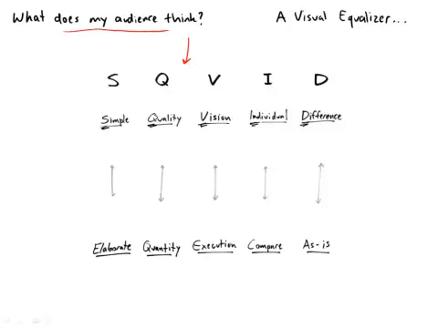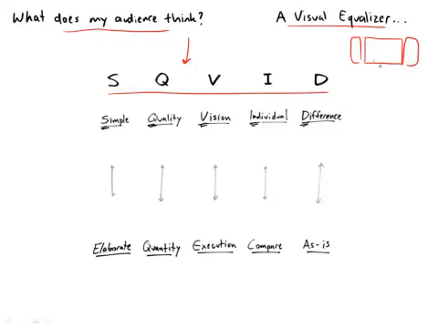Well, what we're going to do is use the SQVID as a kind of visual equalizer. What I mean by that is, if you've ever had a stereo system or even on your mobile device, you're listening to your music, you know that you have a series of sliders that allows you to set how high the bass or how low the treble is. I want you to use the SQVID as the exact same thing, a visual equalizer, and we're going to set our sliders.